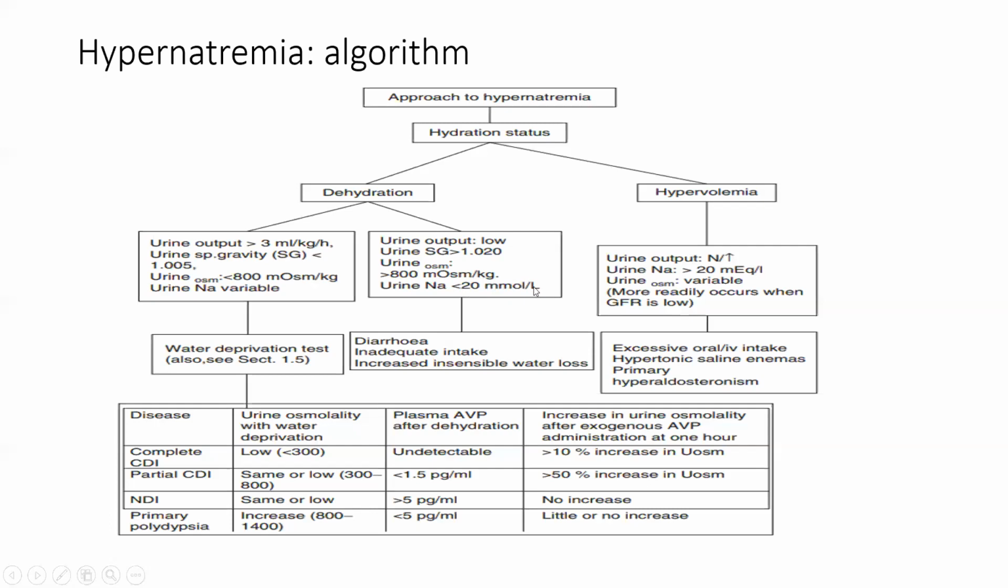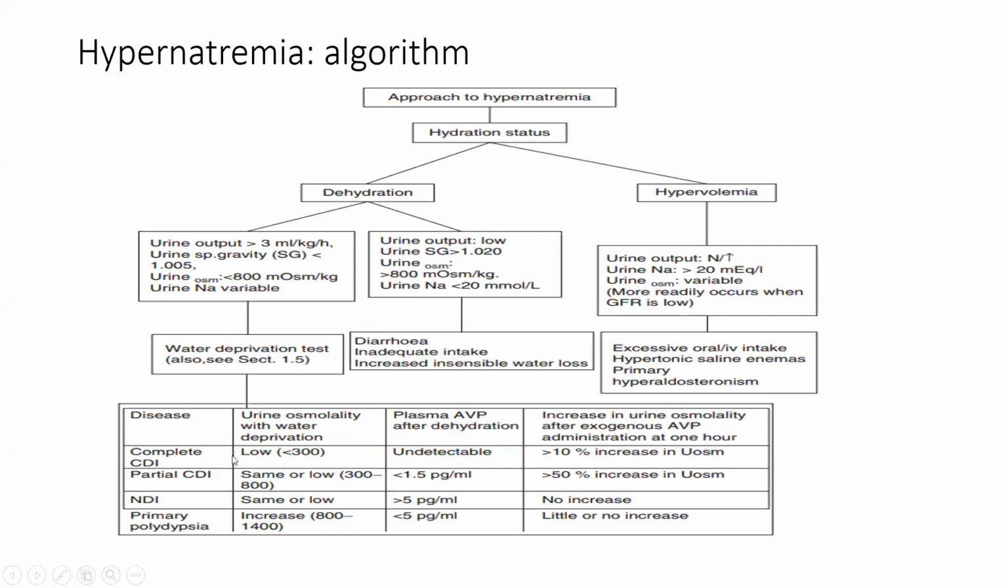So that's where you have any disease caused by either diarrhea, vomiting, acute blood loss, burns, any acute fluid loss, because of these parameters. The cause is usually diarrhea, inadequate intake, or increased insensible water loss. That could be excessive sweating, burns, or some skin condition like extensive epidermolysis bullosa, or toxic epidermal necrolysis. So what you will check at that time is plasma antidiuretic hormone after dehydration, how it is.